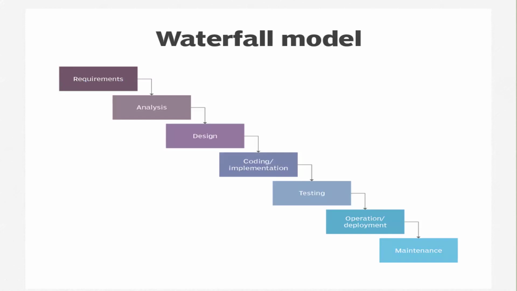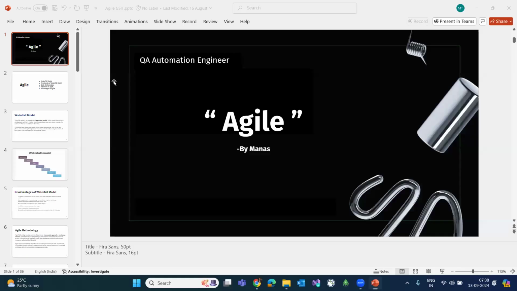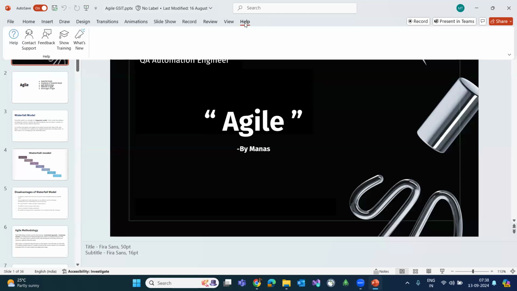Suppose we want to develop any software, let me go with a live example. We all are working at Microsoft and we have one product, Microsoft PowerPoint, or Microsoft PPT. And we need to develop this help icon. Earlier, we didn't have this help option, but now we need to develop it as well. Once the user clicks on the help option, you can see the contact support icon, feedback icon, show training icon, and what's new icon. These are the functionalities we have.